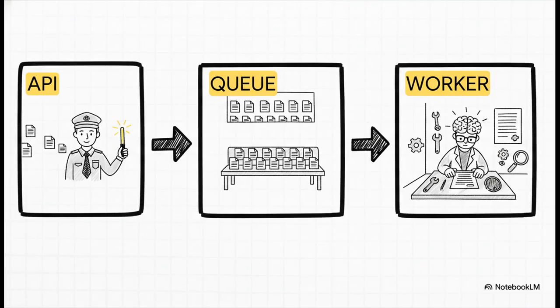So the absolute key here is this separation of duties. The queue. Think of that as the waiting room. The API server is just the super fast traffic controller, pointing jobs into the room. And the worker, that's the expert in the back, pulling jobs one by one and doing the actual time-consuming work.